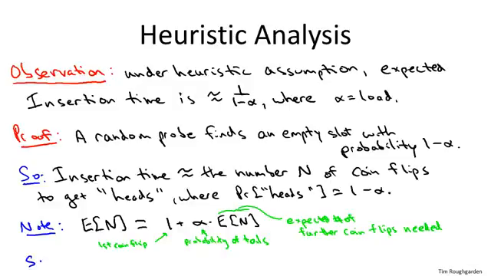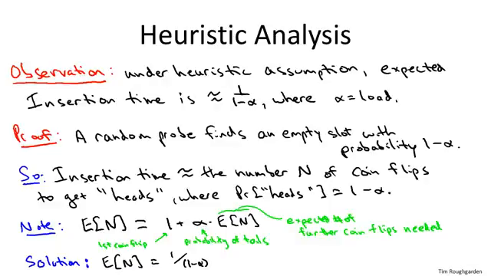Summarizing, under our idealized heuristic assumption that every single probe sequence is equally likely, the expected insertion time is upper bounded by the expected number of coin flips, which by this argument is at most 1 over 1 minus alpha. So as long as your load alpha is well bounded below 1, you're good. At least in this idealized analysis, your hash table will work extremely quickly.